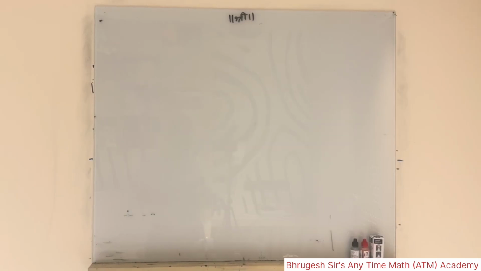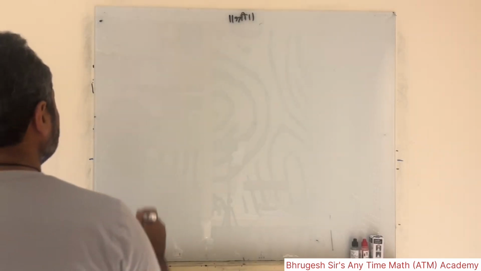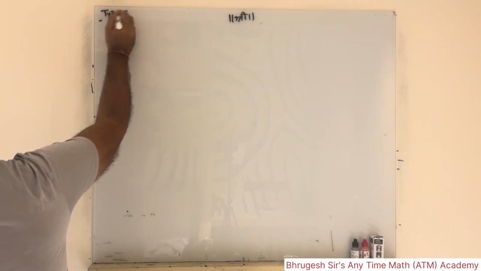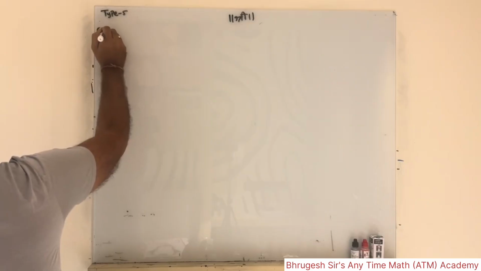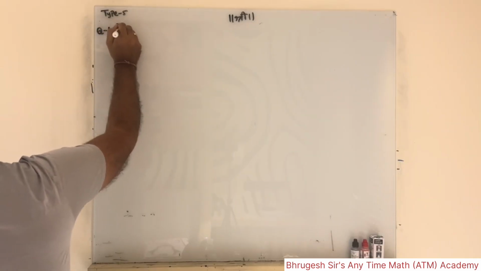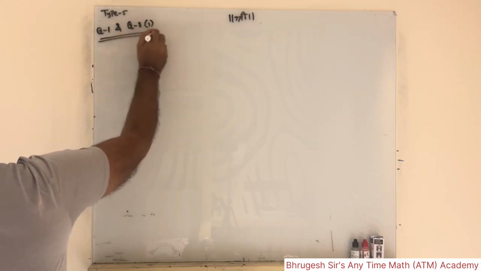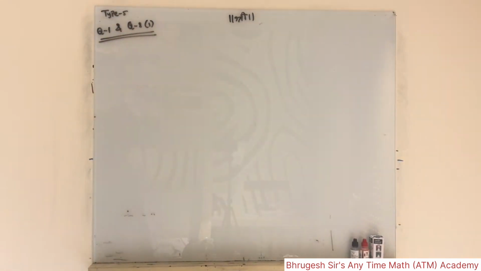Bacha log, in this particular session, we are going to discuss type 5 sums on height and distances. So let's get started with type 5 sums on height and distances. Question number 1 and question number 8.1 of this particular worksheet are similar.